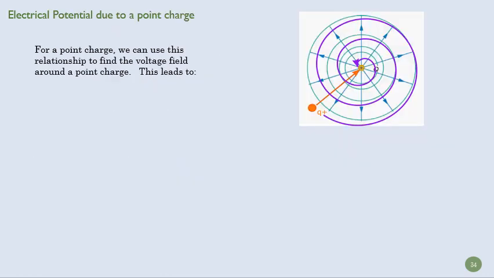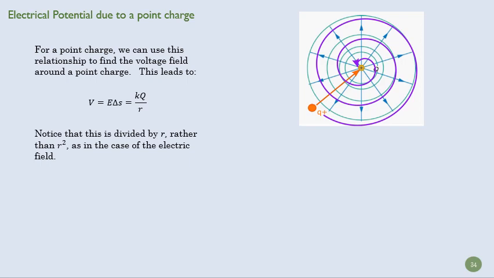For a point charge, we can use that relationship to find the voltage field around a point charge. And with a little math, this leads to an equation that looks like this. So the voltage around a point charge is K times Q over R. Now notice that R is not R squared as it is when we talk about Coulomb's law. Okay, but it does say that the farther I am away, R, my voltage is going down.